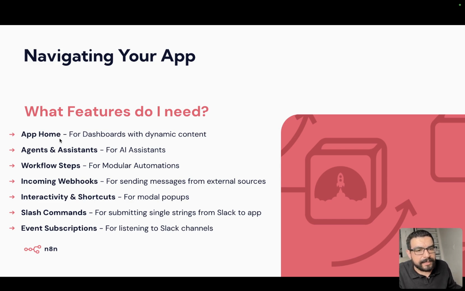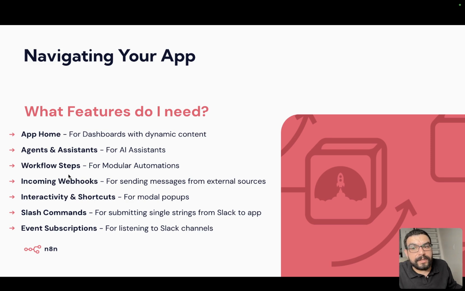An app home is like a dashboard that displays dynamic content within an app. This allows you to do things like display calendars or different UI elements using Block Kit directly within a centralized location. Next up, we have agents and assistants. This allows you to deploy AI assistants or other chat-based tools. This is a fairly new functionality that's been added recently, so we won't be covering this either.